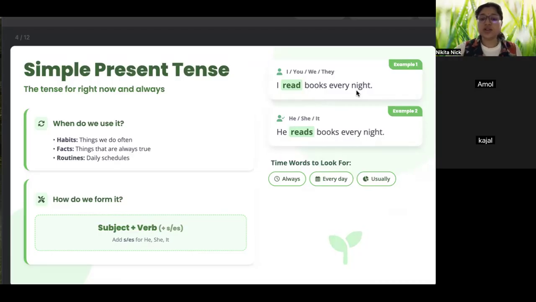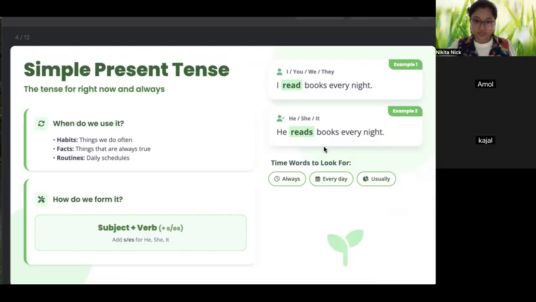Kajal, if I tell your name, what will you do? If I replace Kajal with I, what will you say? Kajal reads books every night. Very good. If I say Kajal and Pooja, what will be the sentence, Pooja? Kajal and Pooja is the subject, so how will you form the sentence?